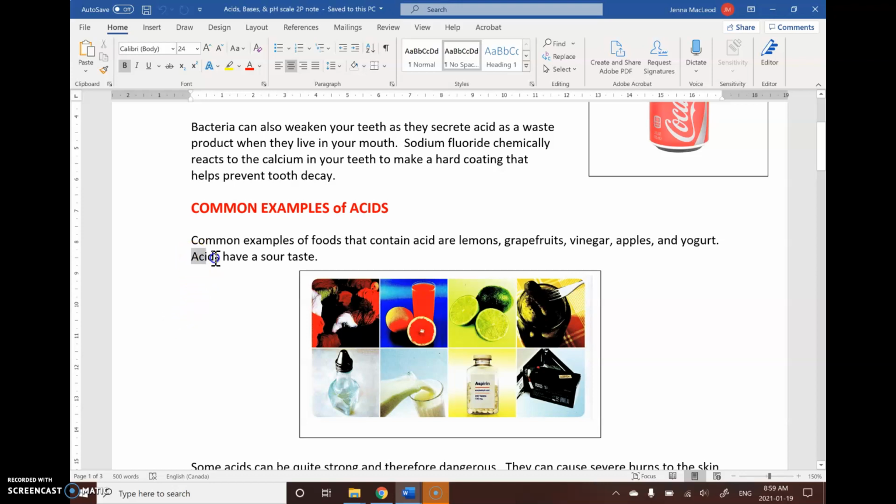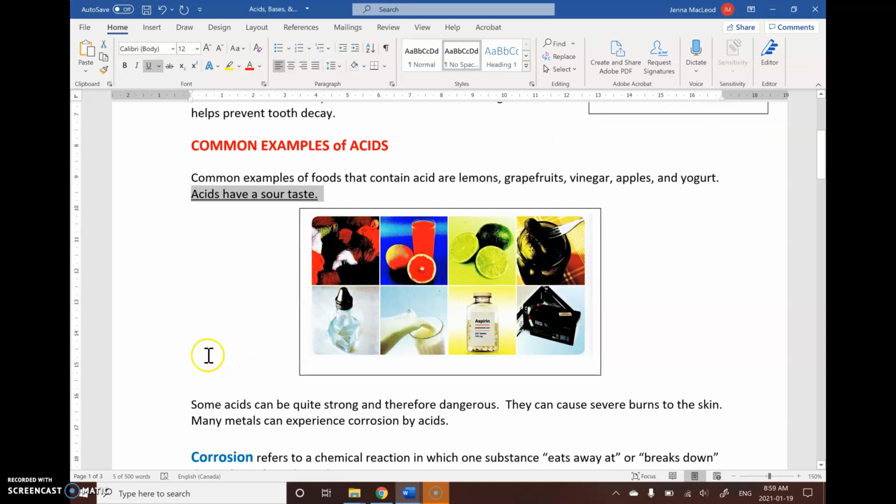Some common examples of foods are lemons, grapefruits, vinegar, apple, and yogurt. Now, the important thing here is that acids have a sour taste. So it's important to maybe star that. And here are my examples. So there's acid in pickling juice. That's where we put vinegar. And a lot of our citrusy fruits have acid in them as well.